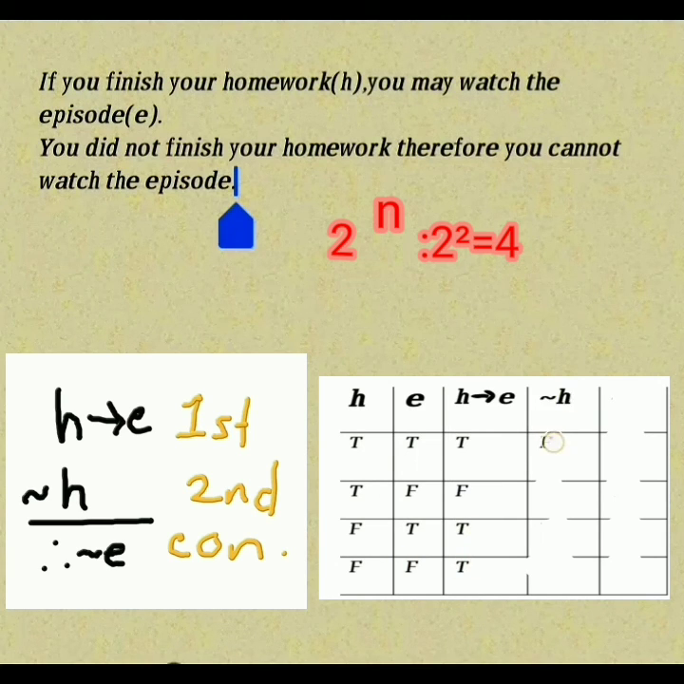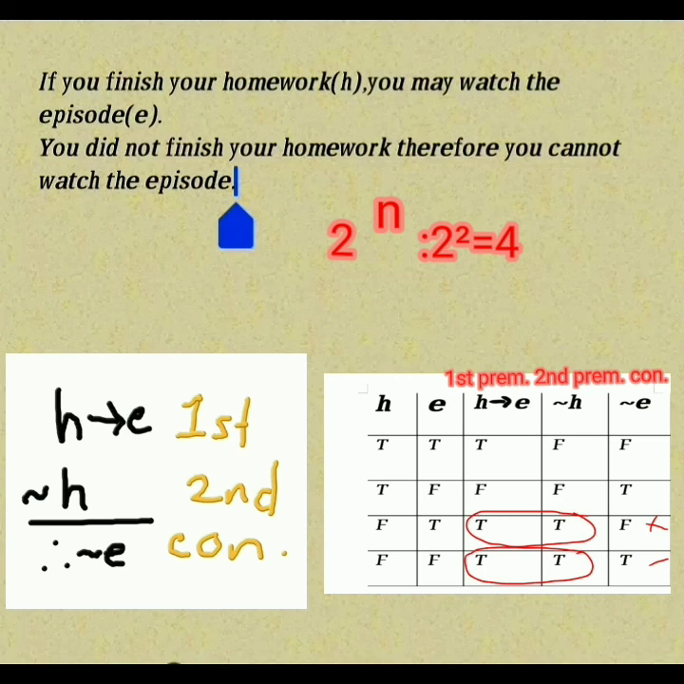For H then E, we have true, false, true, true. The negation of H is false, false, true, true. The negation of E is false, true, false, true. So we base this on the third and fourth rows because the first and second premises are true.